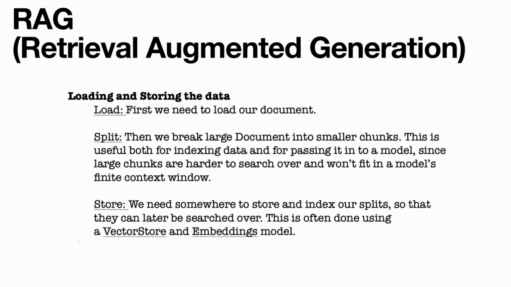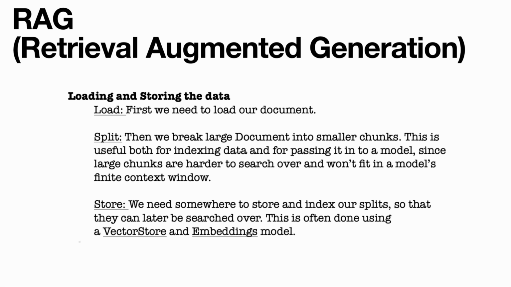And one more reason is that large chunks are harder to search over as well, because when you store the chunks in the vector database, with their embeddings, if we store smaller chunks, it's easier to find the relevant chunks from the vector database.